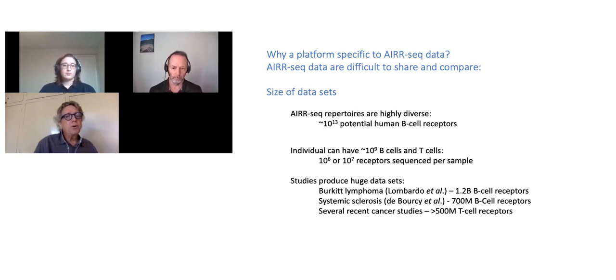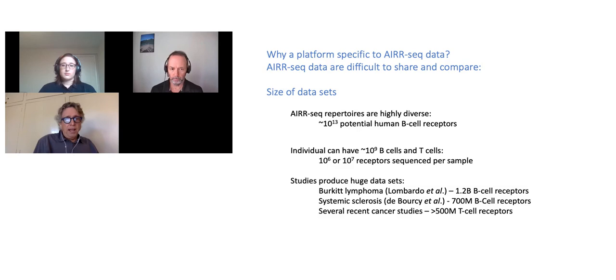Now, any individual would only maybe have 10 to the 9th B cells and T cells, maybe 10 to the 6th, 10 to the 7th of those, or not all of those are unique, but many of them are unique. Since 2009, we've been able to deep sequence or use next generation sequencing for these repertoires, and we now sequence 10 to the 6th or 10 to the 7th receptor sequences per sample. And you might have samples before and after a vaccine trial, or inside and outside a cancer tumor. And so you're producing huge data sets.